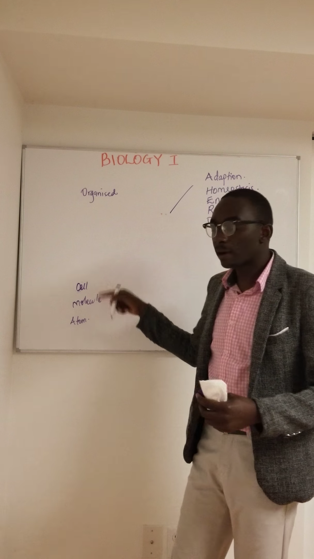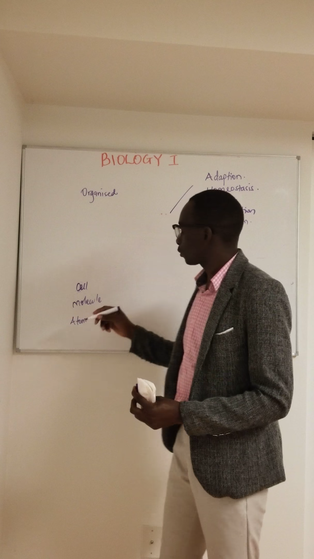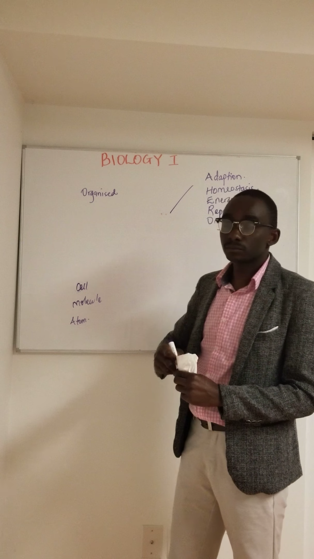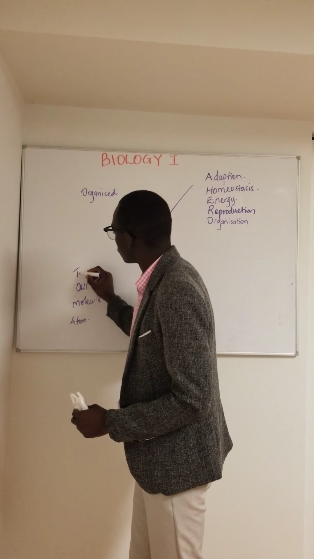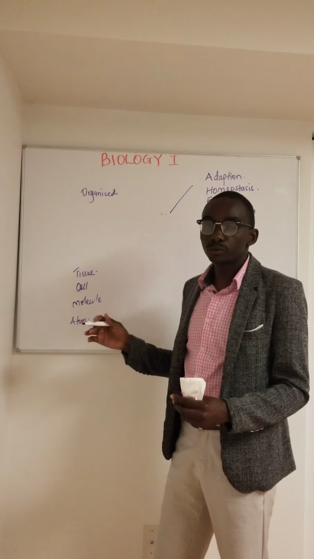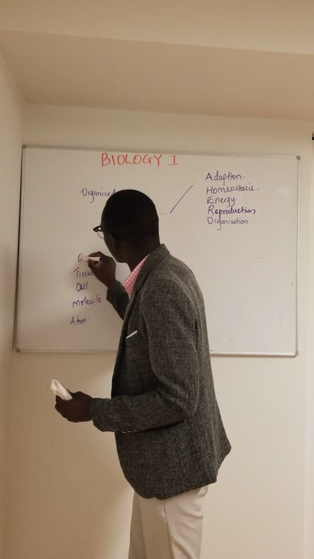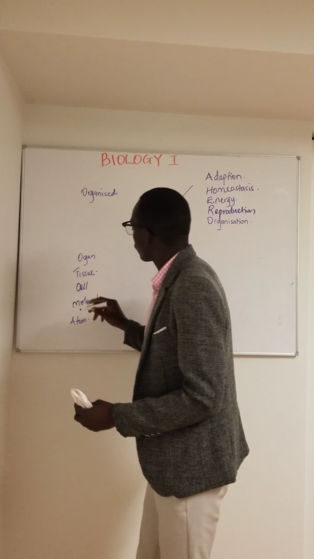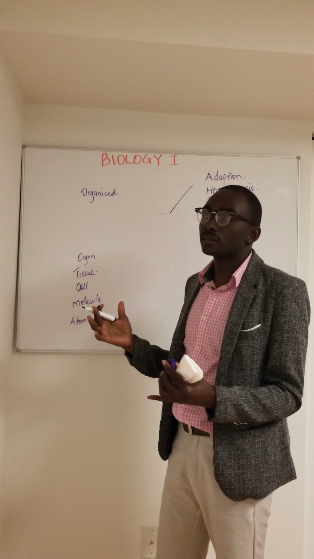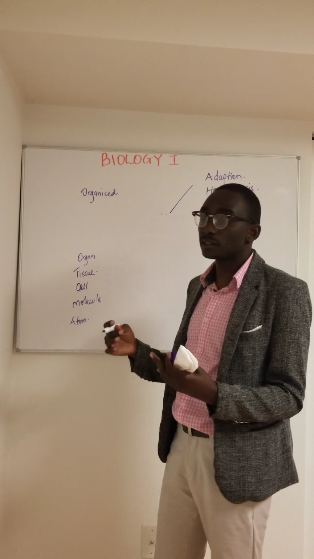So this is where biology comes in. A cell is the basic unit of life. So when cells of the same function combine, they form tissue. When tissues of the same function combine, they will form an organ, like for example, a heart. Then when organs work with each other, they form a system.